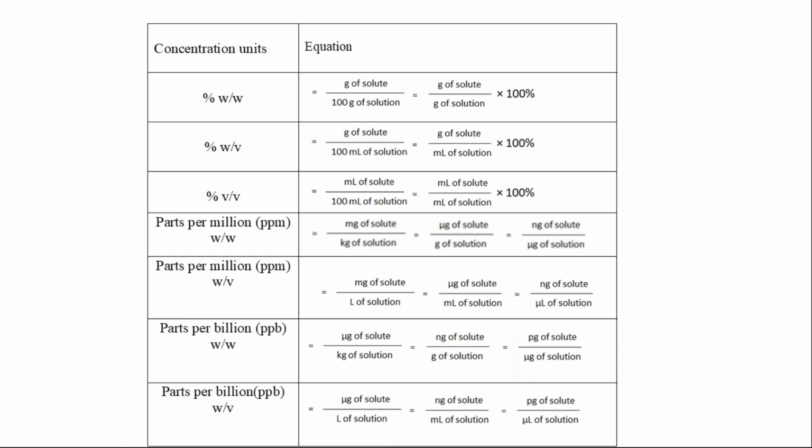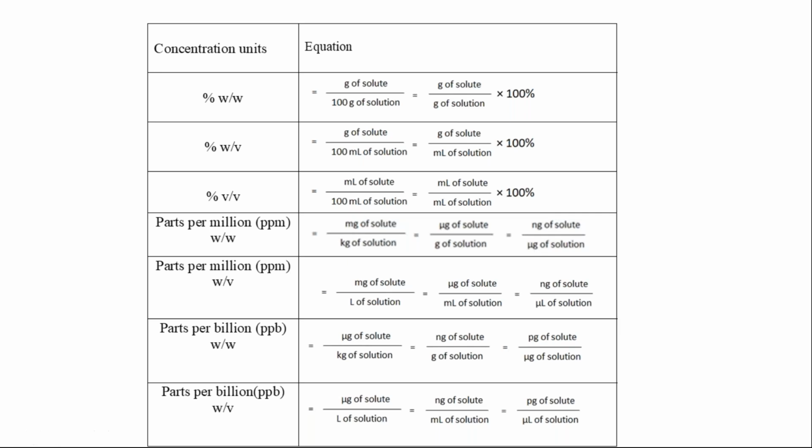So to summarize all this and for you to remember, the concentration units: you have percent by weight, gram of the solute by gram of solution into 100, gram of solute by milliliters of solution into 100, milliliters of solute by milliliters of solution into 100. Parts per million is milligrams divided by kilogram, micrograms divided by gram, and nanogram divided by microgram.